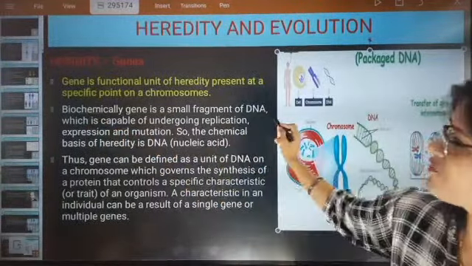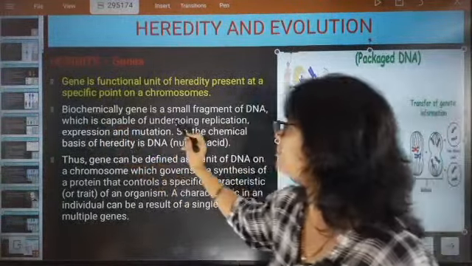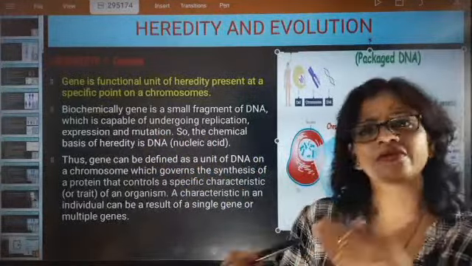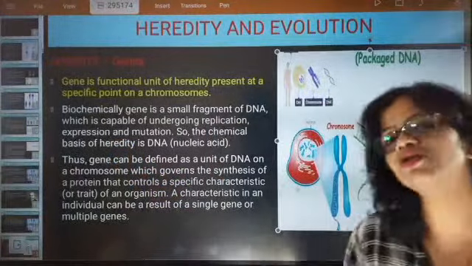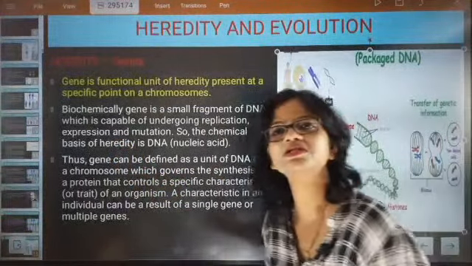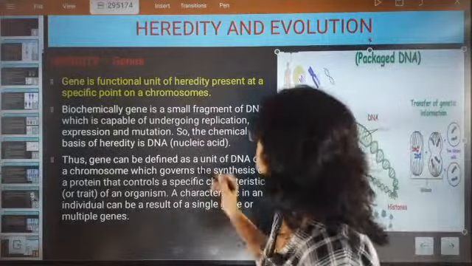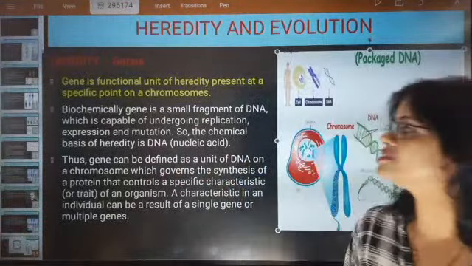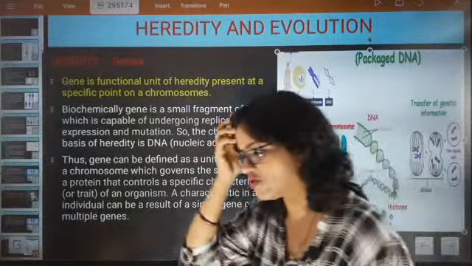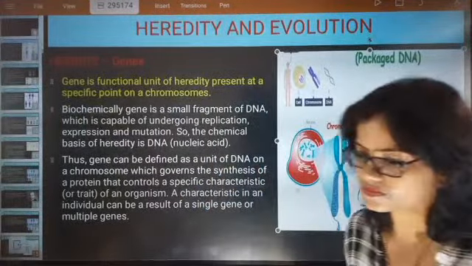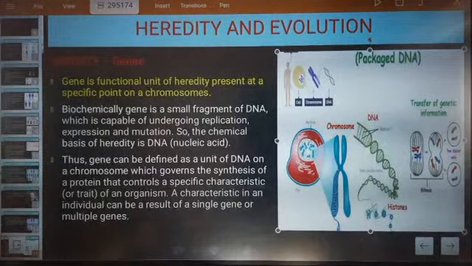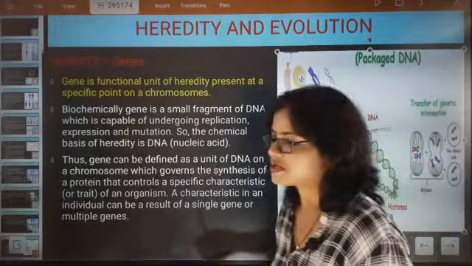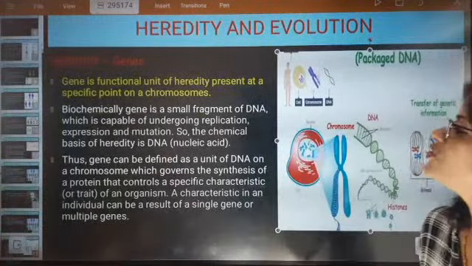Biochemically, a gene is a small fragment of DNA which is capable of undergoing replication. It will replicate itself, it will express itself, and it will mutate also. So the chemical basis of heredity is DNA. The chemical basis of heredity is what? DNA, nucleic acid.